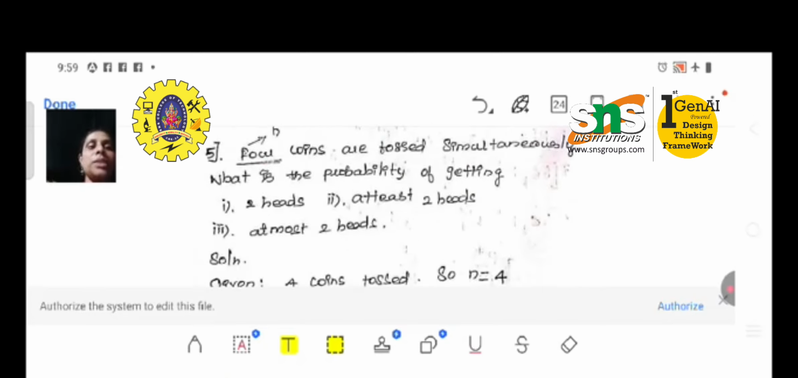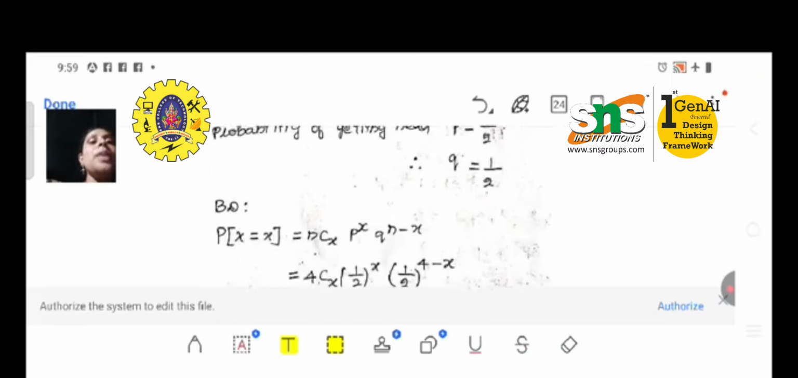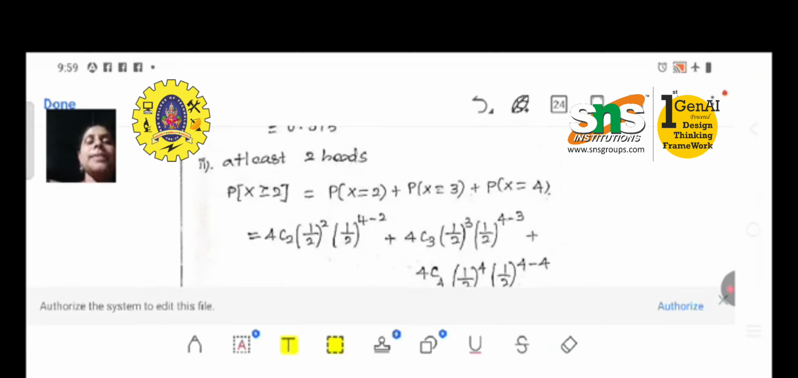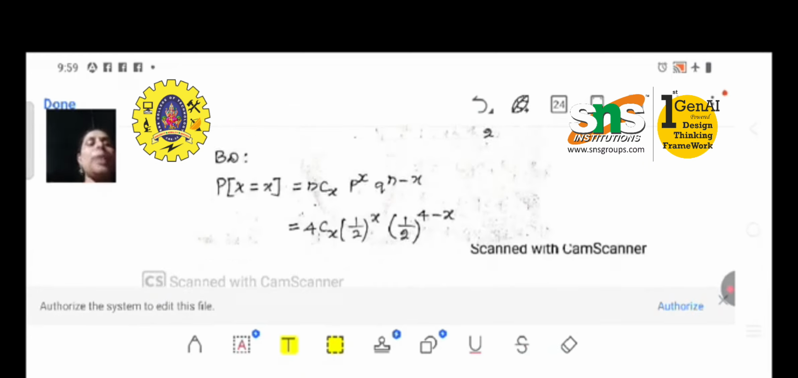Okay, next we move on to a story problem. Here, 4 coins are tossed simultaneously. Here the n value is 4. So n is a fixed one, and we have to use the binomial distribution. What is the probability of getting exactly 2 heads, at least 2 heads, and at most 2 heads? Here we first want to find at least 2 heads, so we have to find P(x) greater than or equal to 2. We have to find the p value, q value and n value.